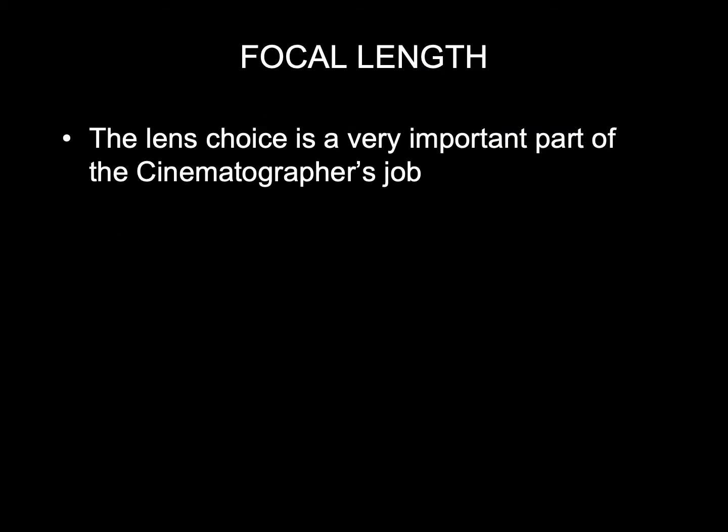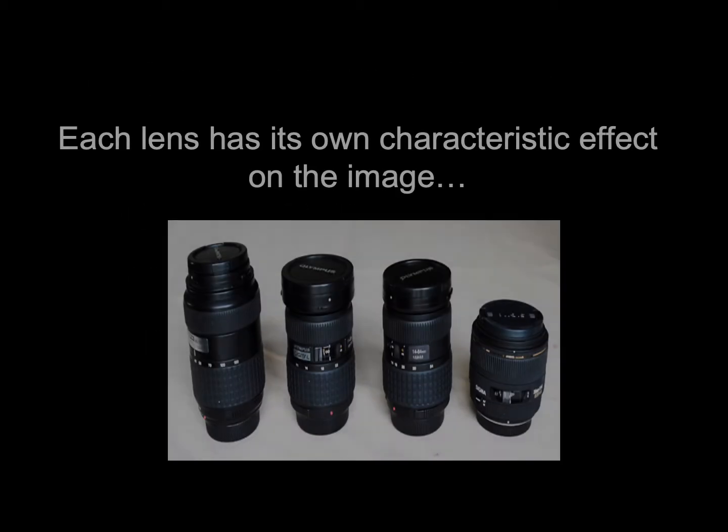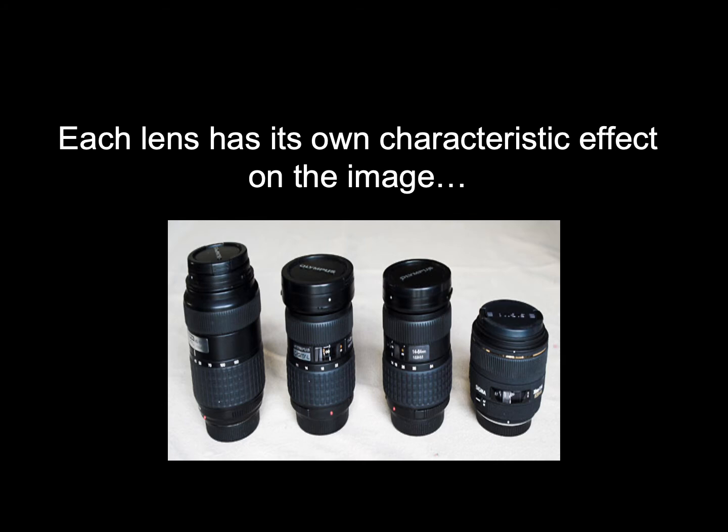Focal length. The lens choice is a very important part of a cinematographer's job. We'll cover three types of lenses: a normal or 50mm lens, a wide-angle lens, which is smaller than 50mm, and a telephoto lens that's larger than 50mm. Be sure to read about this in Chapter 1. It covers this topic in greater detail. Each lens has its own characteristic effect on the image.